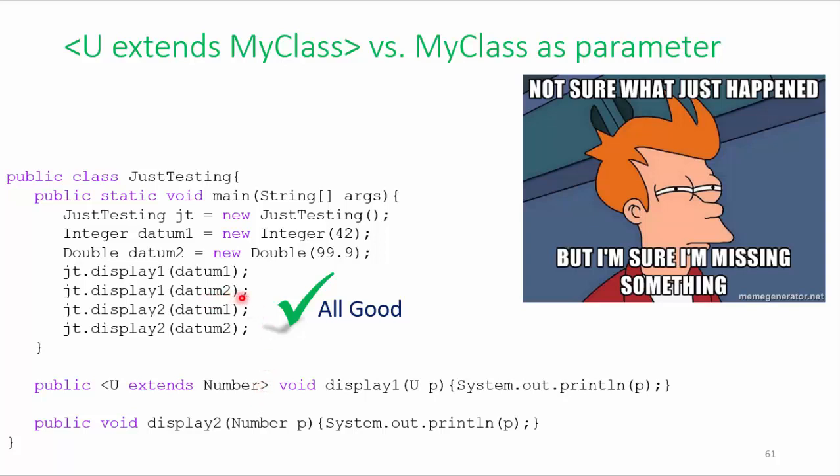When I call with datum2, a Double, for the same reason, this is going to be acceptable. And then when I call display2, well, that you should be really familiar with, I pass a parameter of class Integer. Integer is a subclass of Number. So yes, polymorphism still works, so this is going to be accepted. And same thing when I pass a parameter of class Double. I expect a Number, and Double is a subclass of Number. It works. So this example is interesting because it shows no difference whatsoever between using polymorphism and using bounded types, as we learned to do in the previous videos.